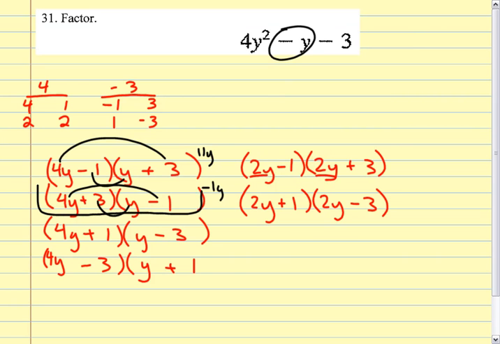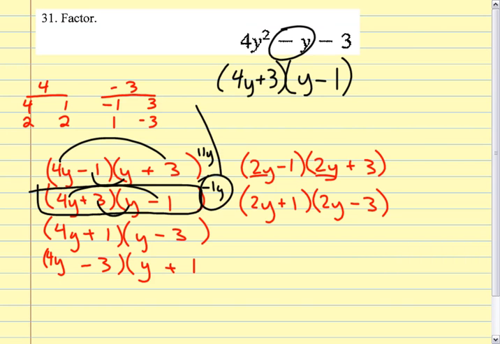There's my answer. 4y plus 3 and y -1. I don't even need to check the others because I got what I was looking for, -1y. All right? Now, that's one way of doing it. If you're like that, pause it or skip it or whatever. The next way I'm going to do it is the quadratic formula.